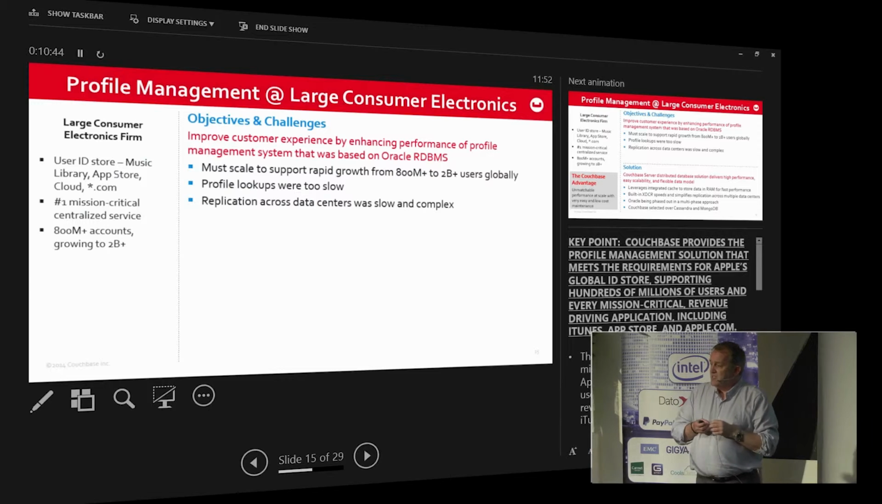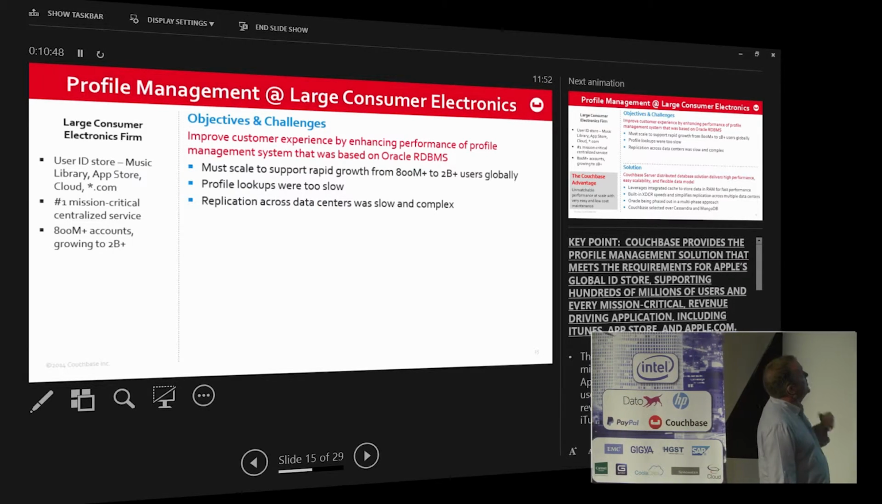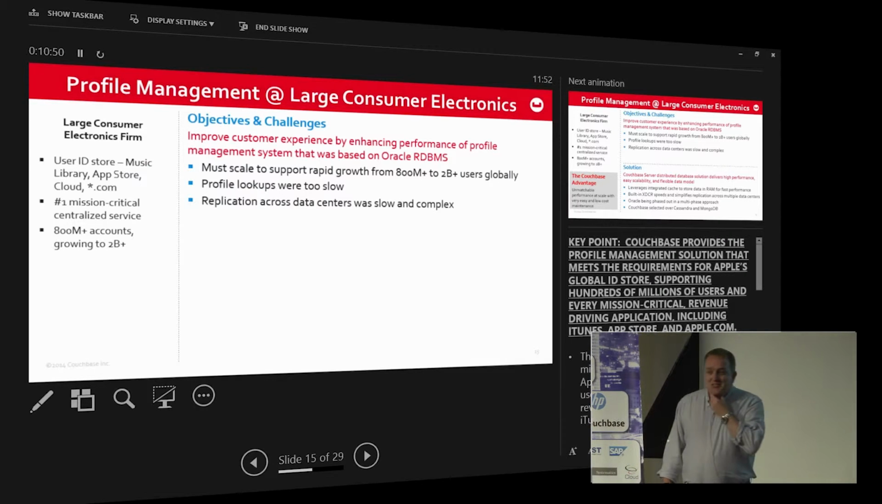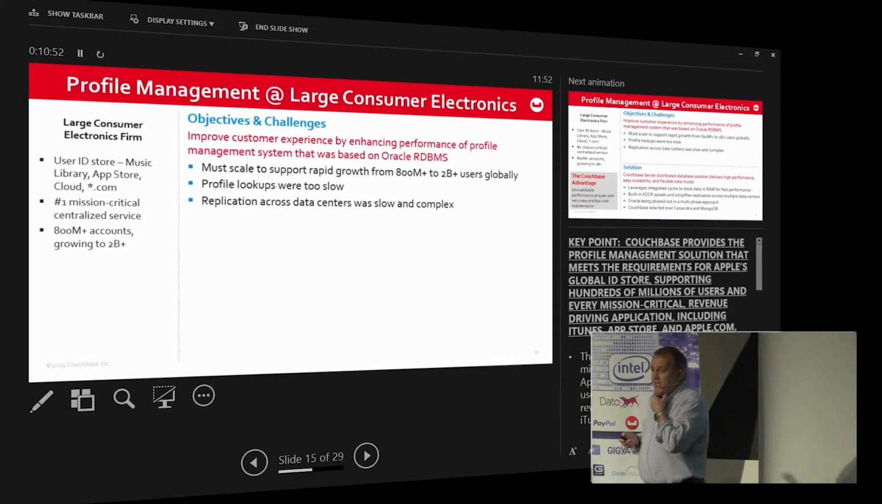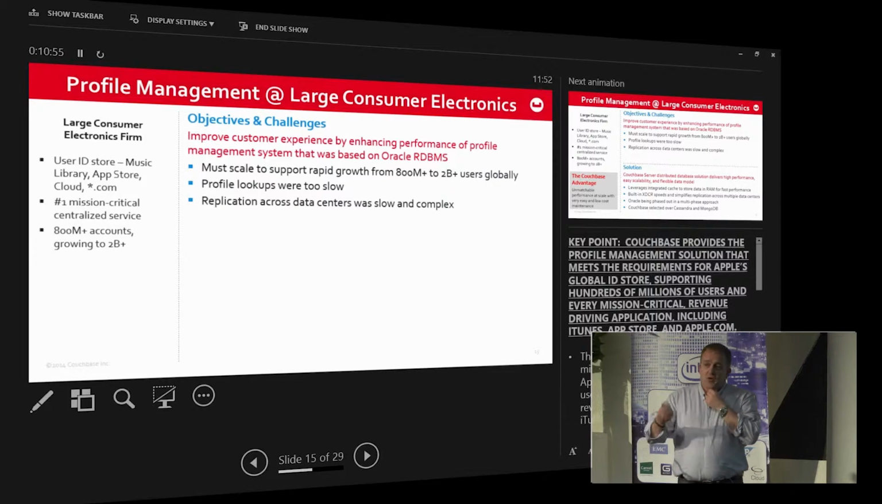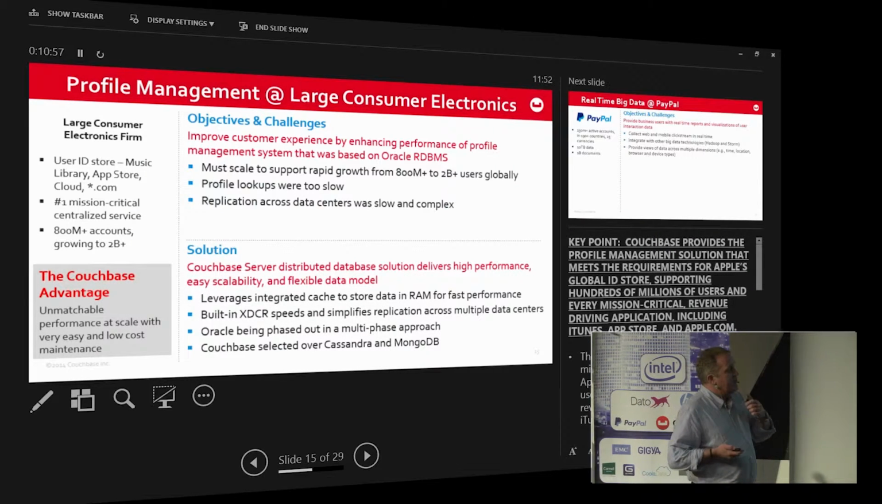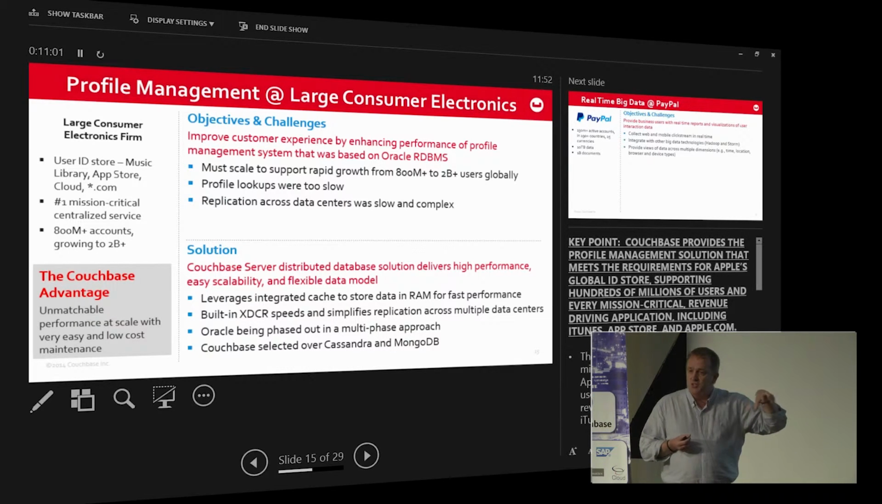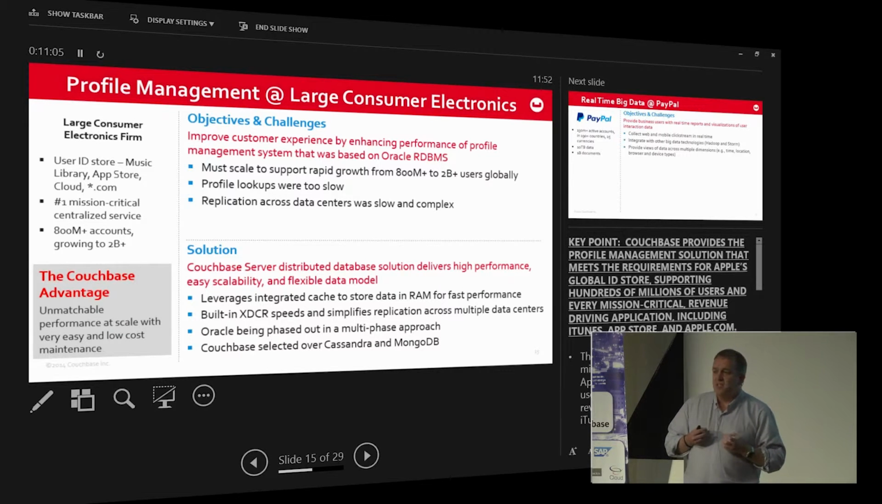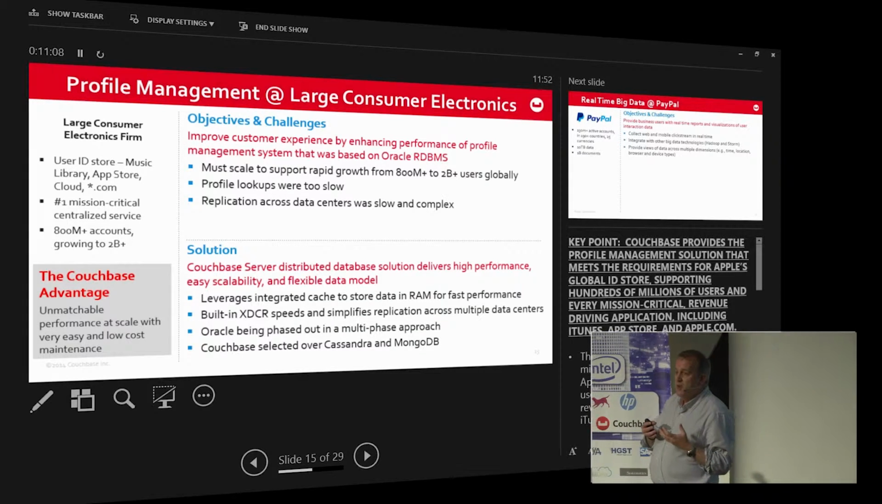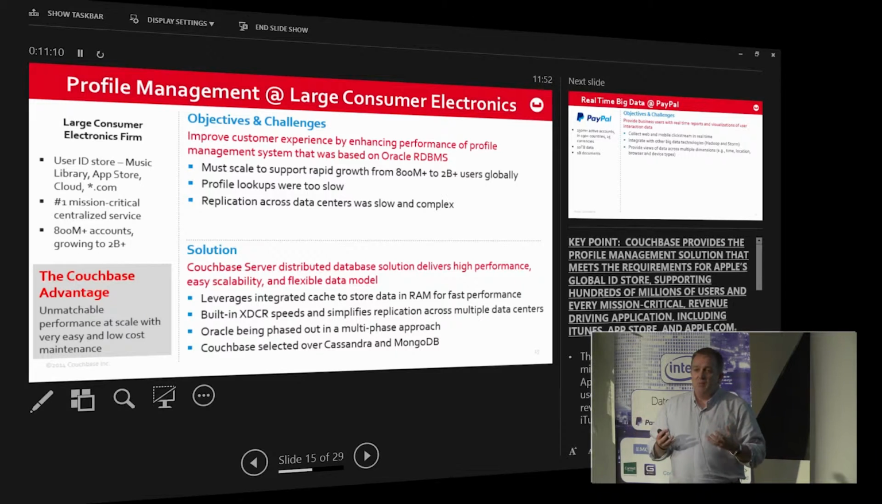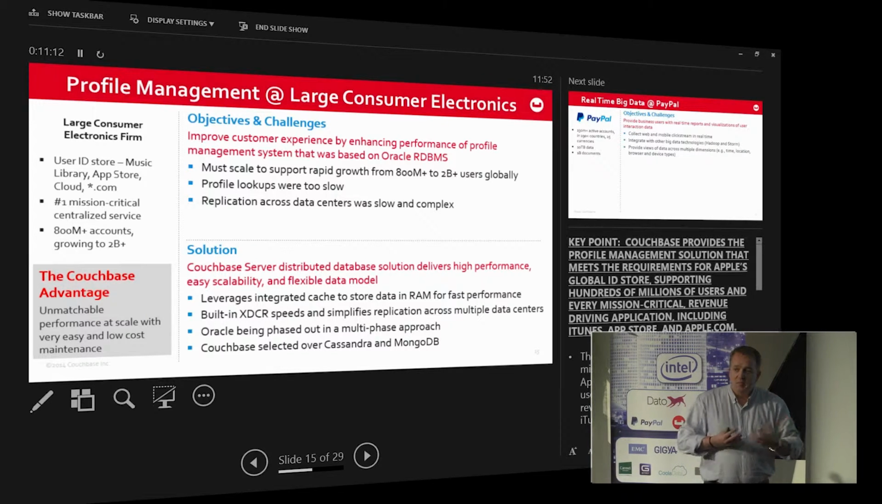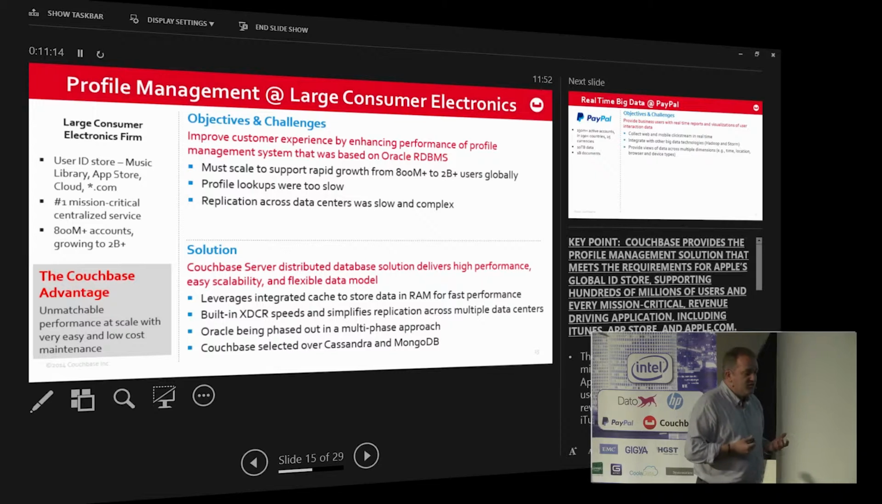So one of those use cases is Apple. I can't say large consumer electronics company anymore. It's the Apple ID store, which currently, last time we checked, had over 800 million users who are constantly accessing. And the solution they went for with us, one of the big key things was the speed at which they could do their profile management. But in addition, we have a functionality called cross-data center replication, which means you can have multi-master replicas throughout the globe, spanning thousands and thousands of miles.